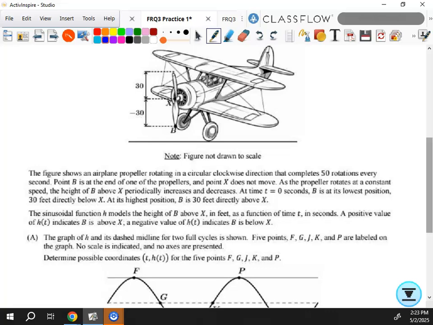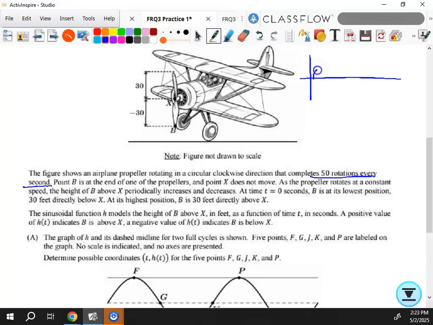The figure shows an airplane propeller rotating in a circular clockwise direction that completes 50 rotations every second. So before I worry about anything else, I've got 50 rotations per second, and I have to change that concept into the period. One thing that helps me make sure I don't get things backwards and don't overthink it is this: I haven't even read to see if it's sine or cosine yet, and it doesn't matter because I'm not trying to make a pretty graph.